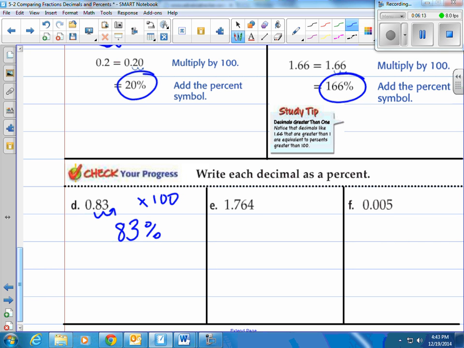Same with E here, 1.764. We're going to multiply that by 100, add a percent symbol. Multiplying by 100 again just moves the decimal 2 spots. So we end up with 176.4, and you put this percent on it. And the last one, 0.005, 5 thousandths. Well, you multiply that by 100, move the decimal over 2 spots, and you end up having 0.5%.